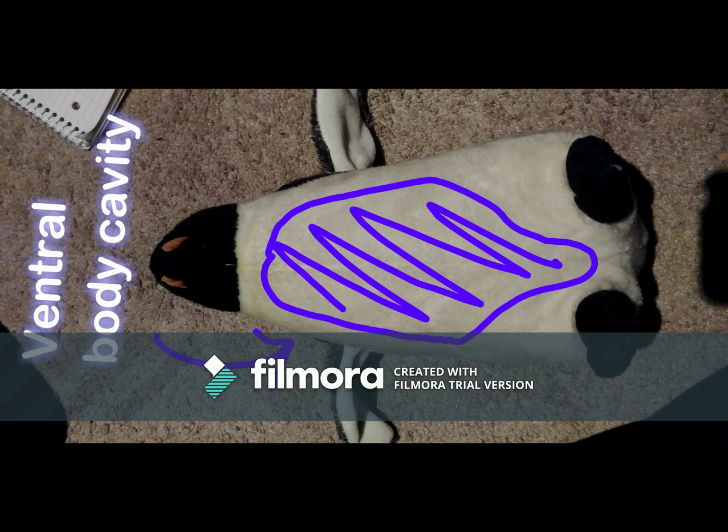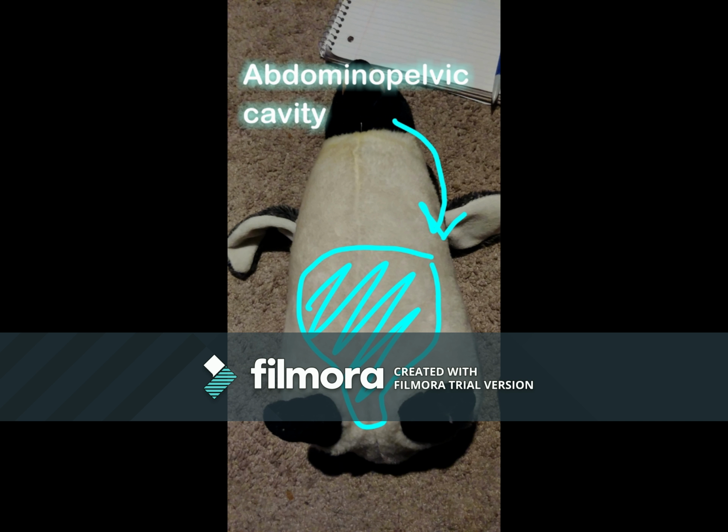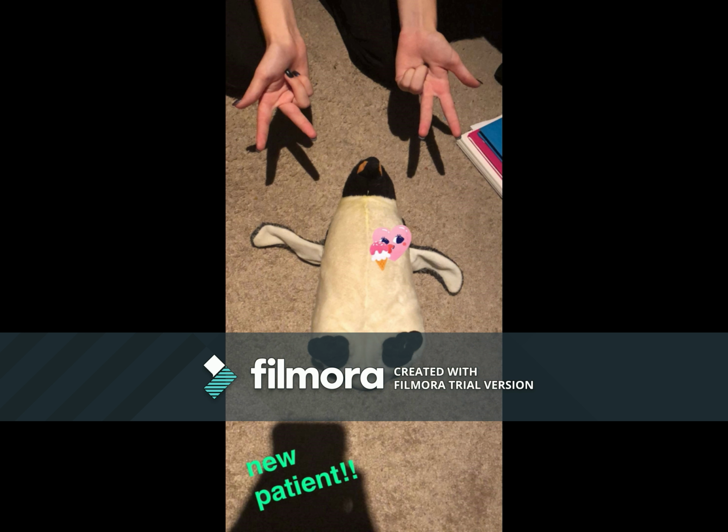The ventral body cavity contains the thoracic and abdominopelvic cavities, which keep the body's internal organs safe. The thoracic cavity specifically holds the heart and the lungs, which are protected by the rib bones, while the abdominopelvic cavity contains the digestive tract as well as reproductive organs and the bladder. This cavity is in the lower body.